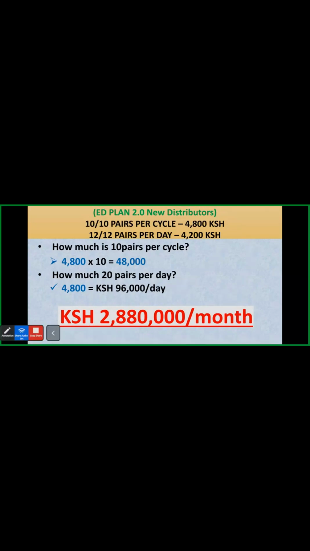There are very few opportunities which can give you that kind of income. Basically, the system has told you, I am willing to give you up to 96,000 per day with that one profit center you have. And I am willing to give you up to 2.8 million Kenya shillings per month, from just that one account you have.